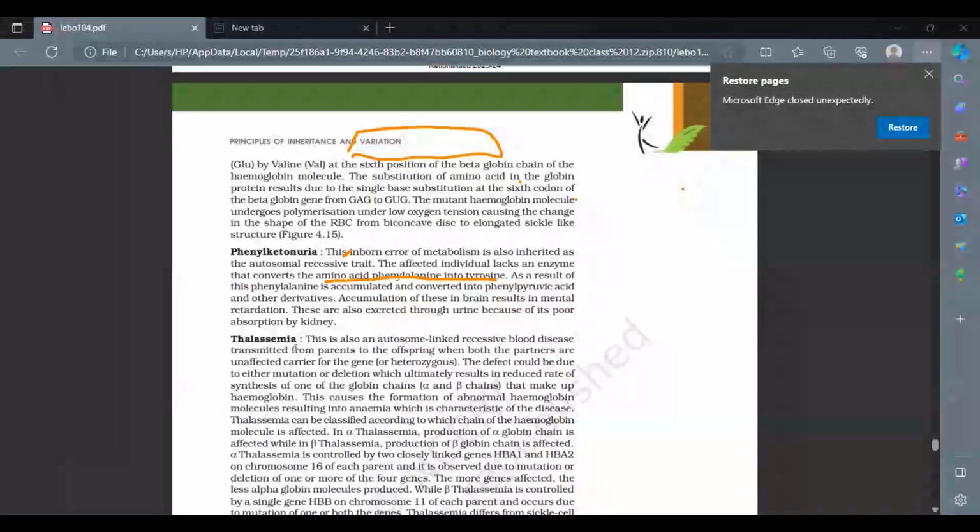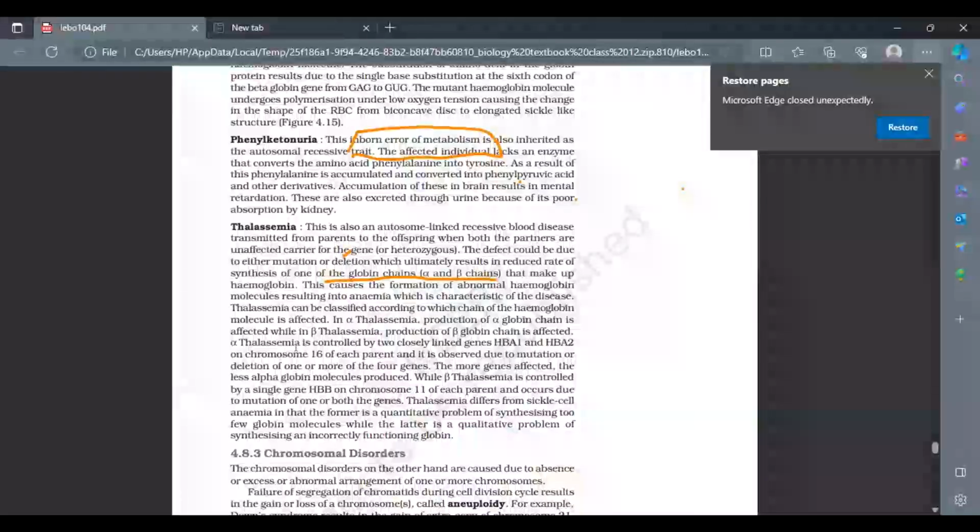Fine. The next one they have mentioned is thalassemia. Thalassemia is again an autosomal linked gene, and again a recessive gene. This is due to the reduced rate of synthesis of one of the globin chains, alpha or beta, of the hemoglobin. Hemoglobin has two alpha and two beta chains, which are proteinaceous chains. So if there is a defect in the formation of the alpha and the beta chains, abnormal hemoglobin is going to be made.